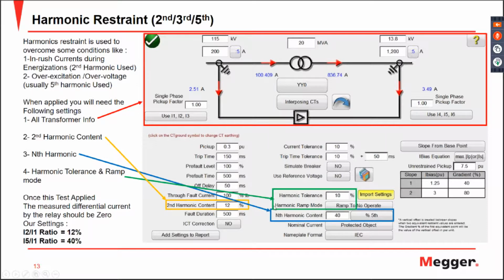So that's why they are usually using fifth harmonic. And also you need to put how much tolerance you need and what is the ramping mode for this test. Usually the ramping mode, we will select it to be ramp to operate. So we don't have to change the contact status when we do testing. So let's input these values. For the second harmonic, I have 12%. For the fifth harmonic, I have 40%.